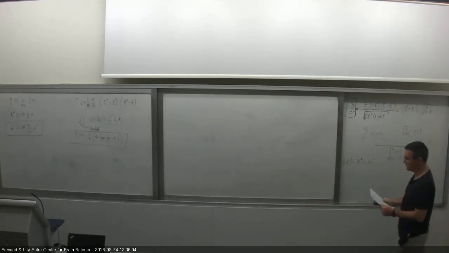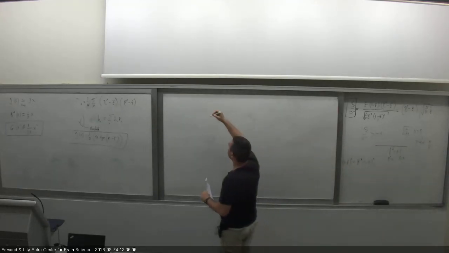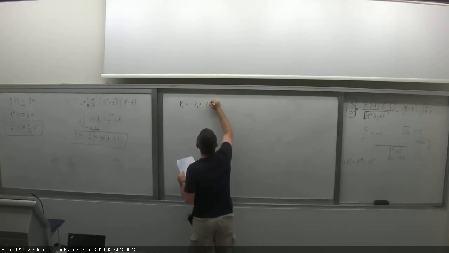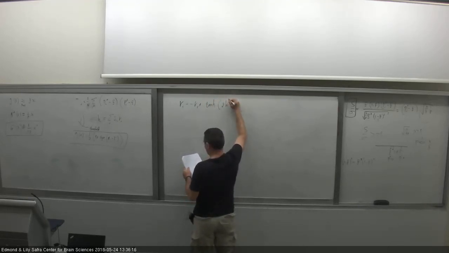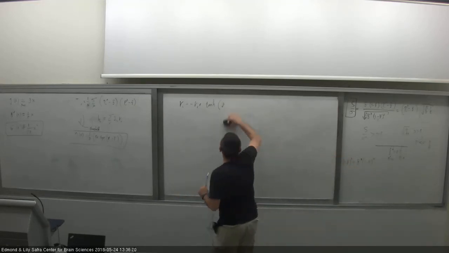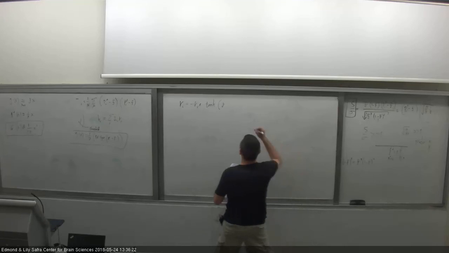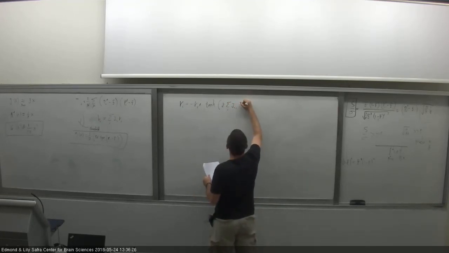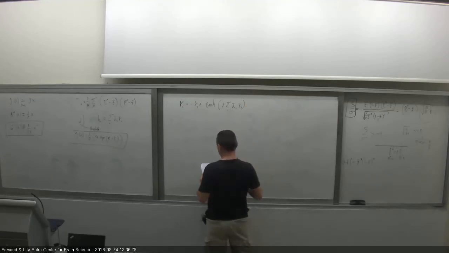Okay, let's go back to the dynamic equations. Ri dot is equal to minus Ri plus hyperbolic tangent of beta times the sum over j, Jij, Rj.